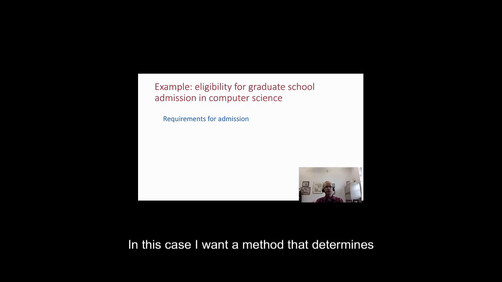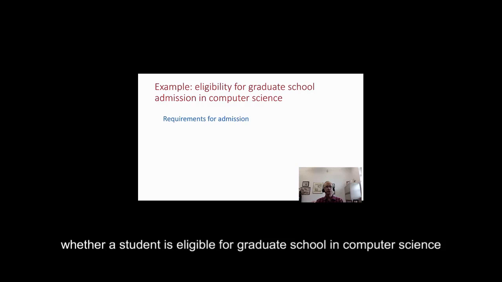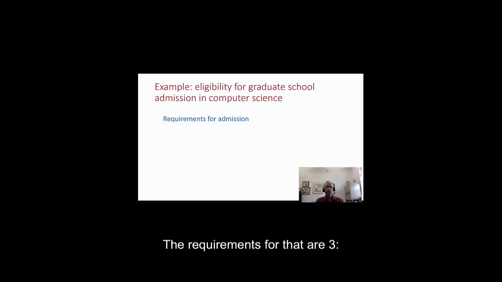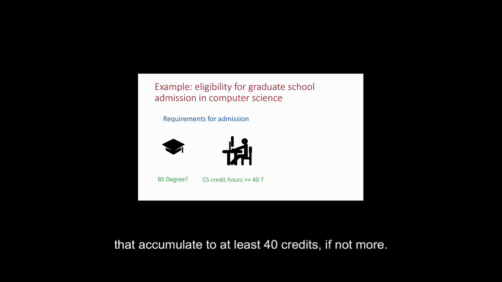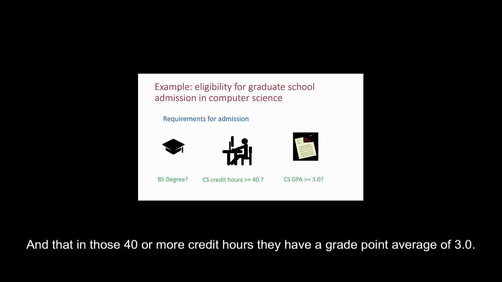In this case, I want a method that determines whether a student is eligible for graduate school in computer science. The requirements for that are three. One, that they have a bachelor's degree in some field. Secondly, that they have credit hours in computer science that accumulate to at least 40 credits, if not more, and that in those 40 or more credit hours, they have a grade point average of 3.0.